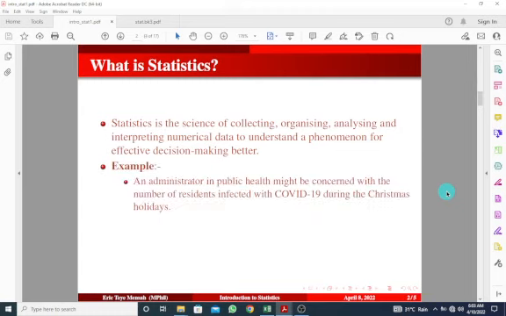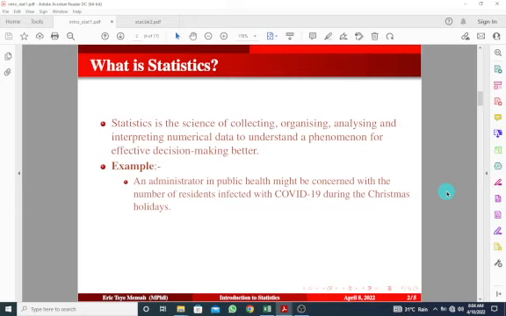So let's take an example. Let's say an administrator in public health might be concerned with the number of residents with COVID-19 during the Christmas holidays. This is going to be a typical example of an observational study because in here, the administrator is just going to record the health status of this resident based on their past activities during the Christmas holidays.